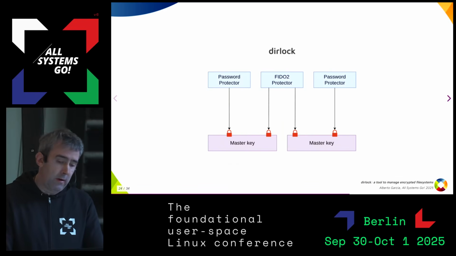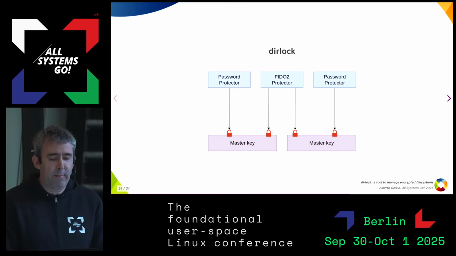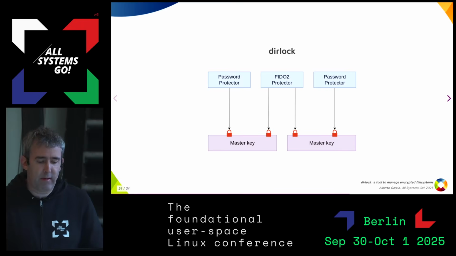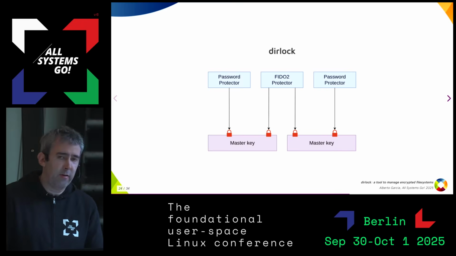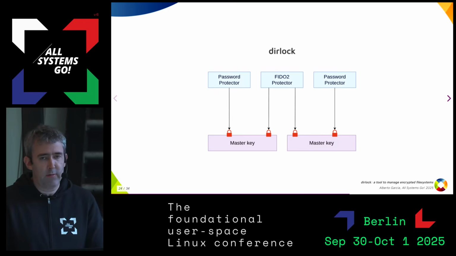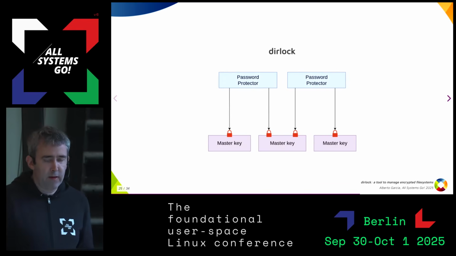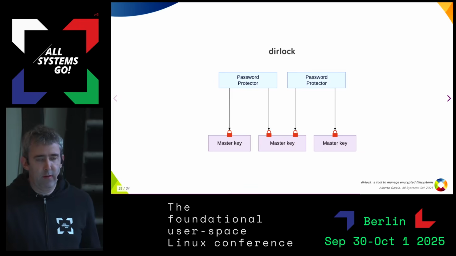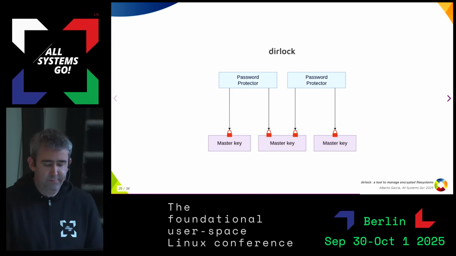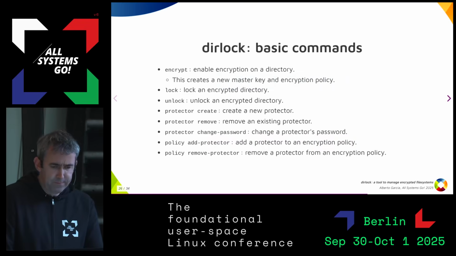In fscrypt, in Dirlock, we don't have one master key. We have one master key per directory, so we can have more sophisticated scenarios, like, for example, two user accounts protected with two independent passwords, and then there's an additional protector that can unlock both of them, or two user accounts encrypted with two different passwords, and then there's a third shared directory that both users can unlock without having to share the password with the other user. These kinds of things are possible.